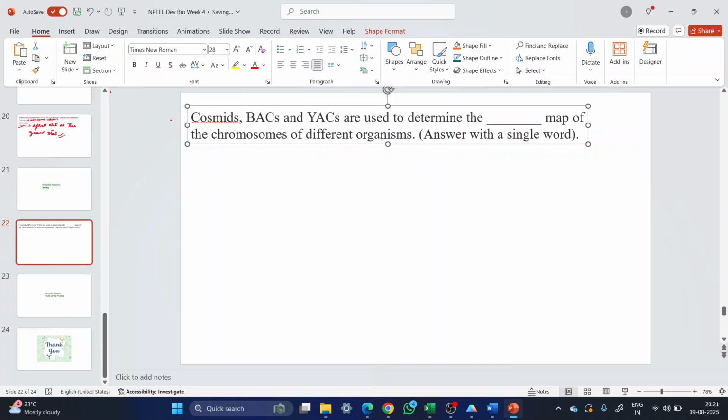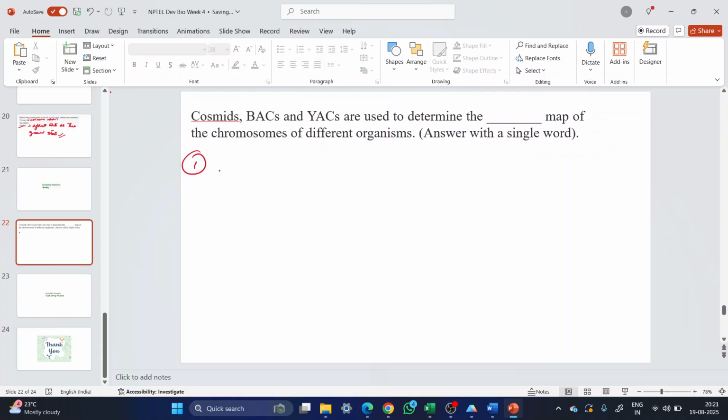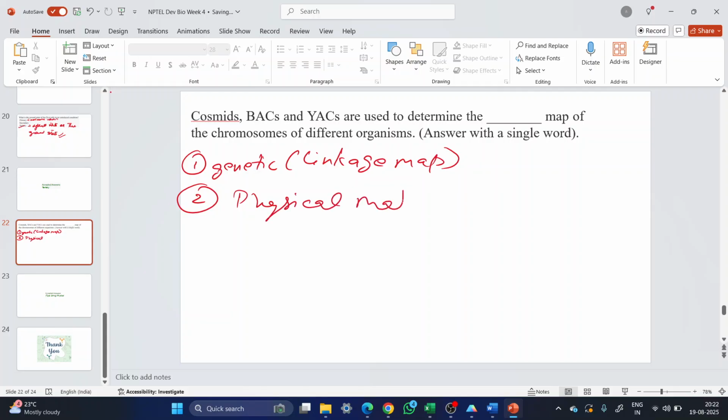So first is the genetic map, which we called as the linkage maps. Okay, genetic map, which is known as the linkage map. Second is the physical map, and third is the cytogenetic map.